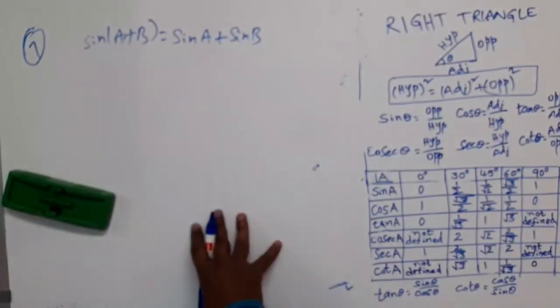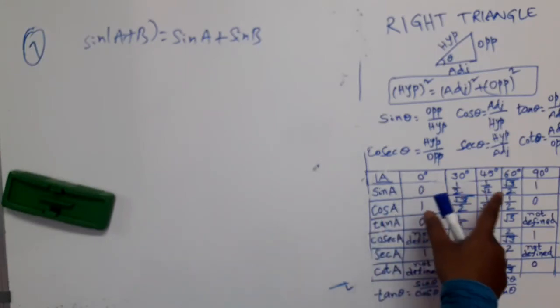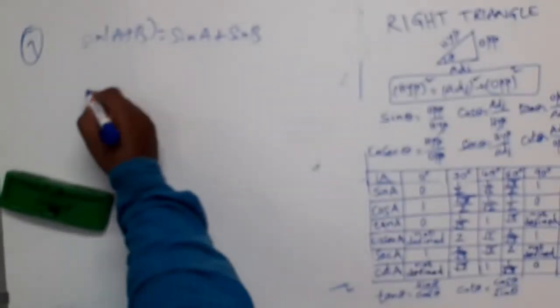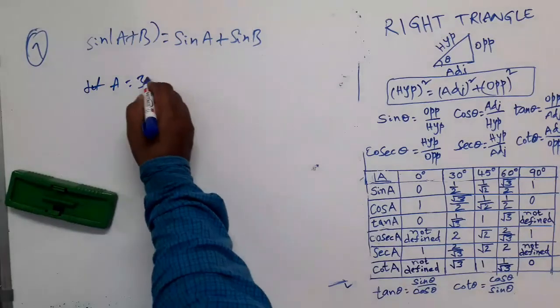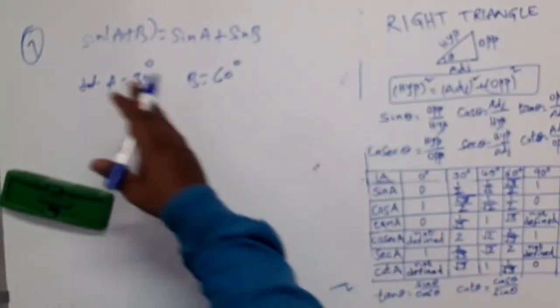So let us see. Already we know the values of the six trigonometric ratios for some specific angles. Already we have learned. Yes, they are tabulated here for these 5 angles: 0 degrees, 30 degrees, 45 degrees, 60 degrees, 90 degrees. We know the values, right? Of course, let us consider sine. Let us consider some 2 angles, right? Let A be equal to 30 degrees, B equal to 60 degrees. Let us substitute and see. If it fails, then we can say that it fails. If it succeeds, let us say this is true.